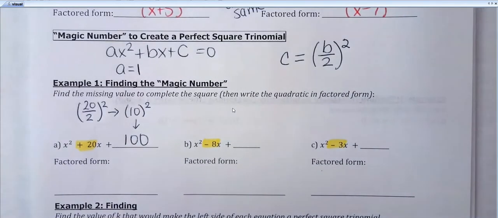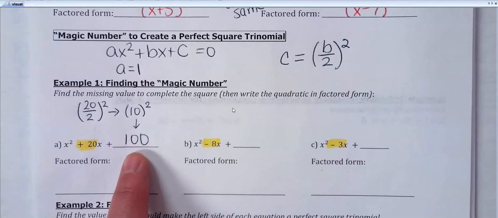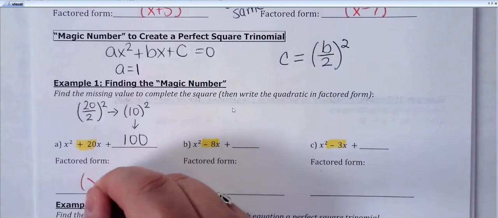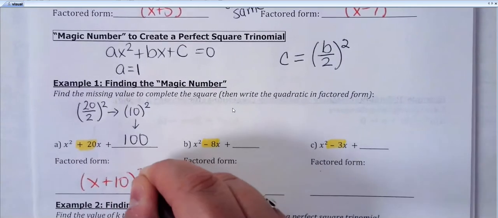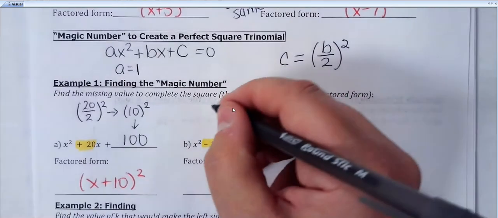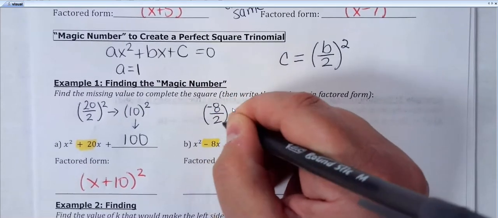Okay, so let's just check that. Can you think two numbers, when you multiply them you get 100, you add them you get 20? 10 and 10. So this would just be x plus 10 squared in your factored form. Okay, if the number's negative, like this next one is, right? So it's the b value, which is -8. It's always divided by 2 and squared.